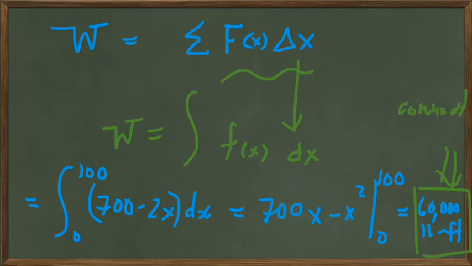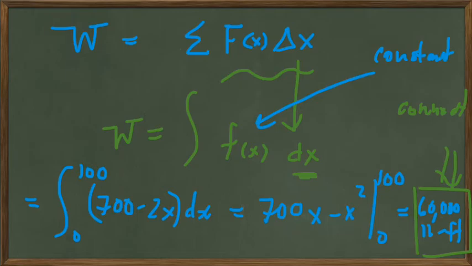Okay, so it's a little bit odd how we do this. We are only lifting, or we're making the assumption that we're only lifting, the chain very small increments dx, and because when we make that assumption, we essentially have a constant force, and we can use the force times distance formula.